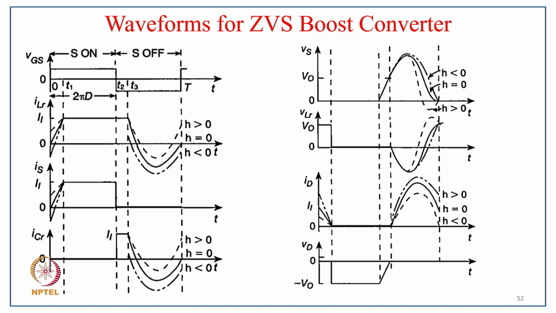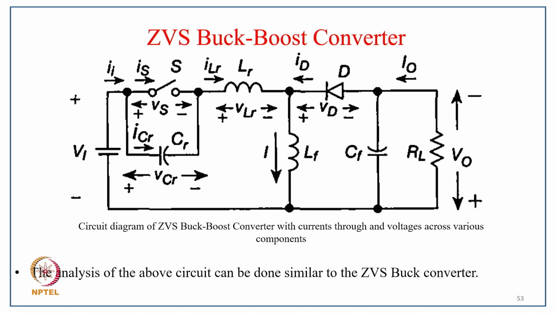And these are the typical waveforms of the ZVS boost converter, starting with the gate pulse of the switch, then the resonant inductor current, the switch current, followed by the capacitor current during the commutation. So you can clearly see how the switch turns off at zero voltage during zero voltage switching. And here you can see the voltage, then the inductor voltage, then the diode current, and the diode voltage. So you can see how the voltage across and current through the different components are there in this zero voltage switching boost converter.